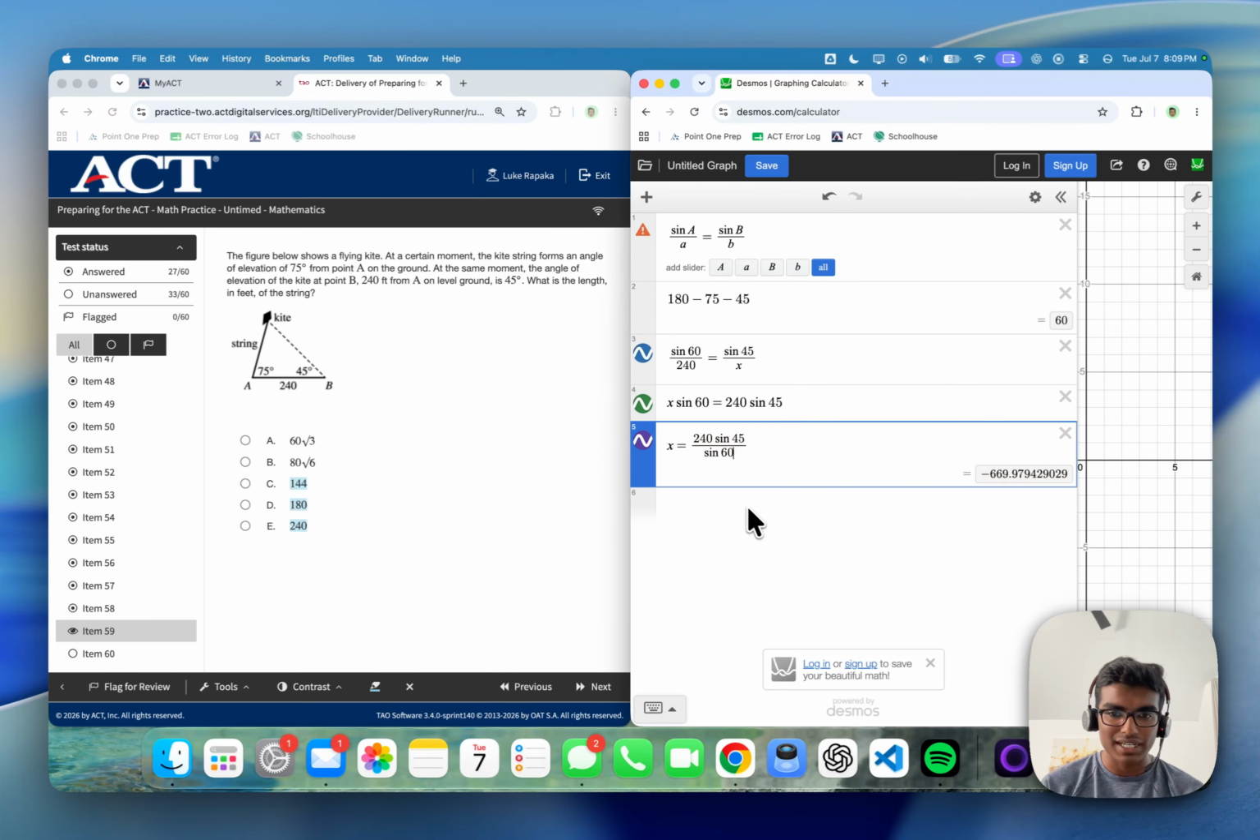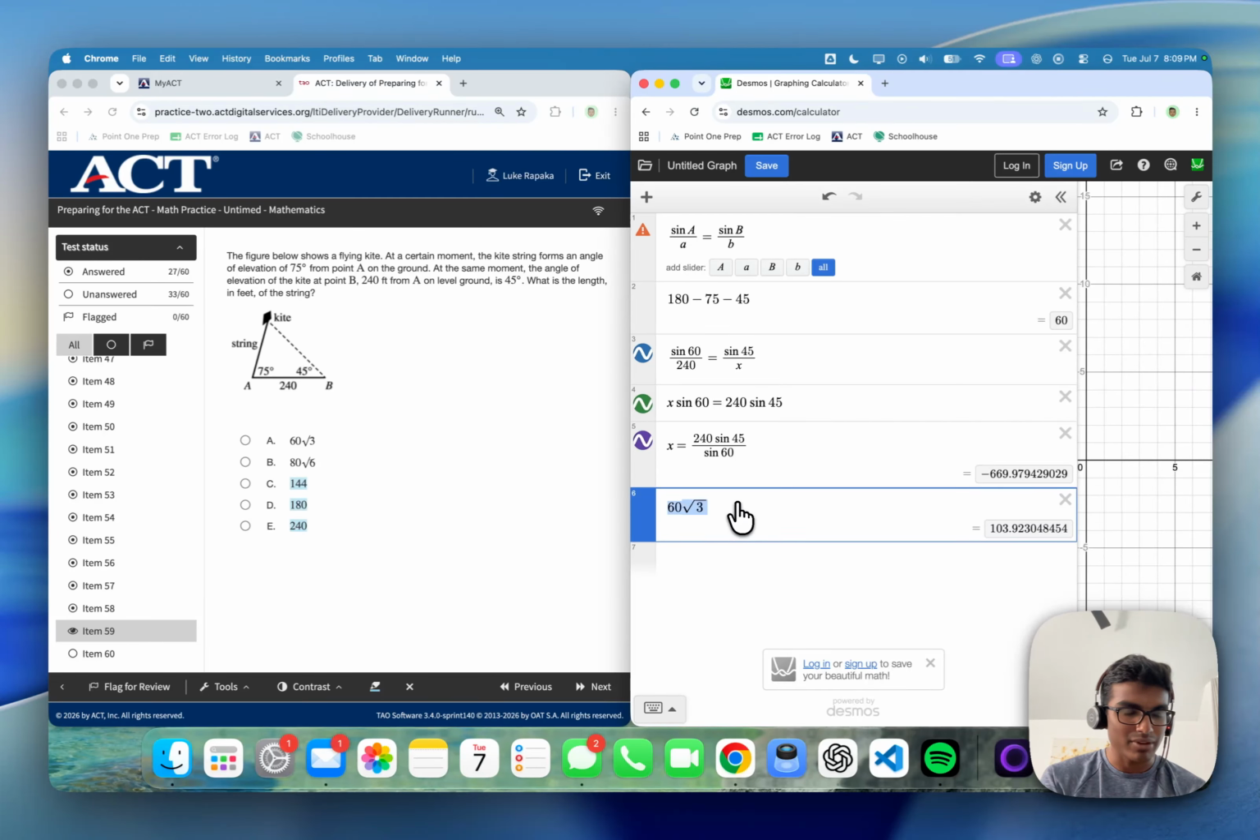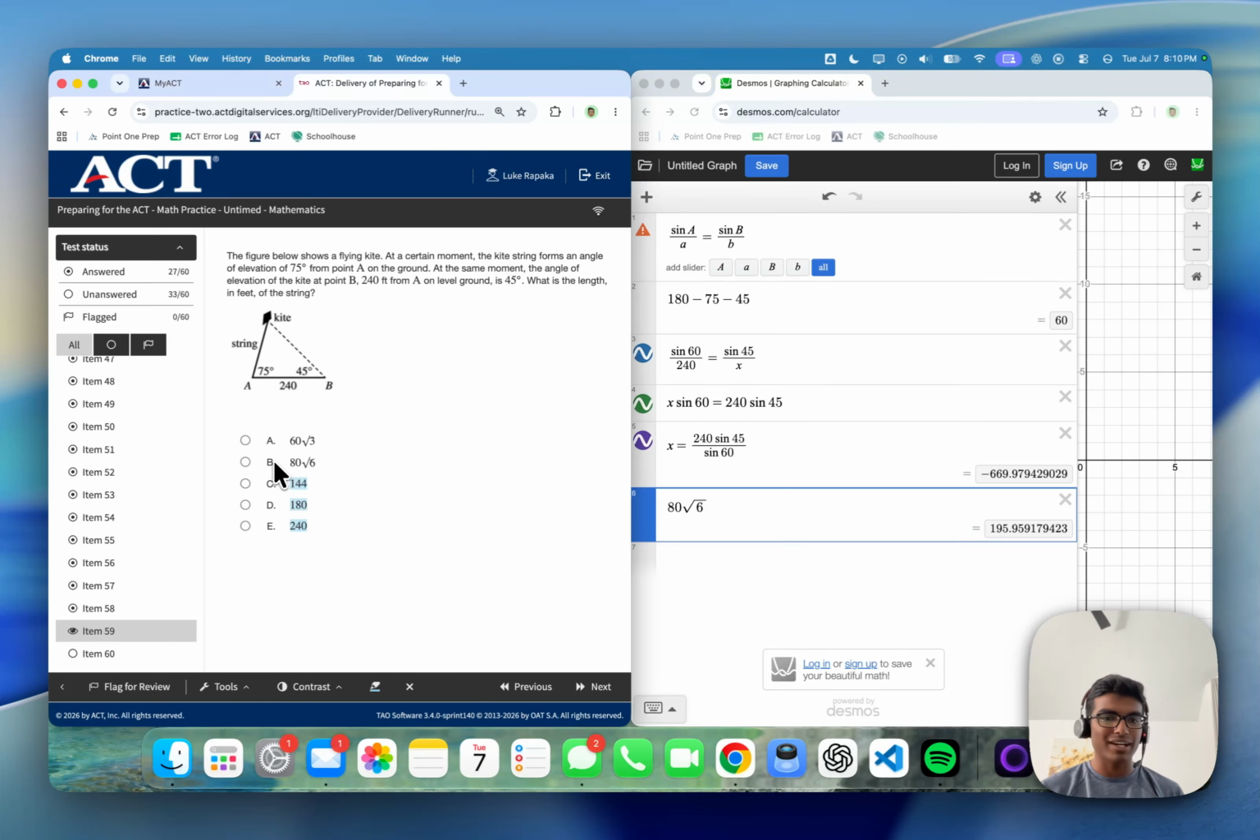Okay. Let's try 60 square root 3. No, it's 103, so it has to be 80 square root 6. Just double check. Oh yeah, okay, that's right. Nice.